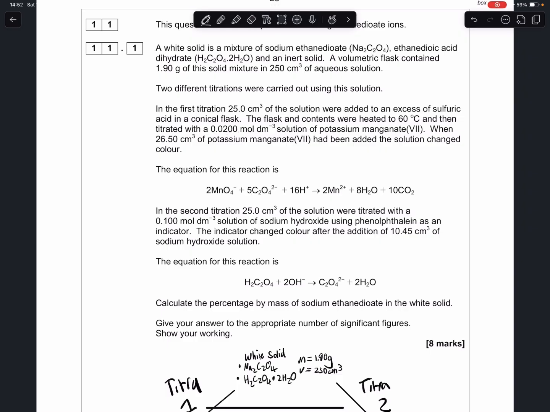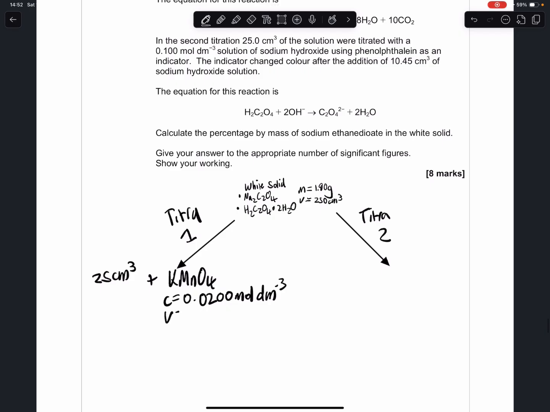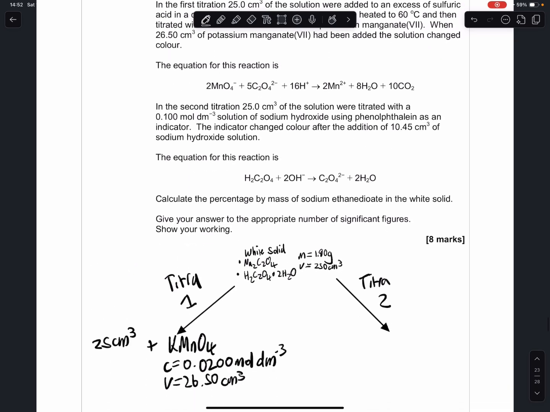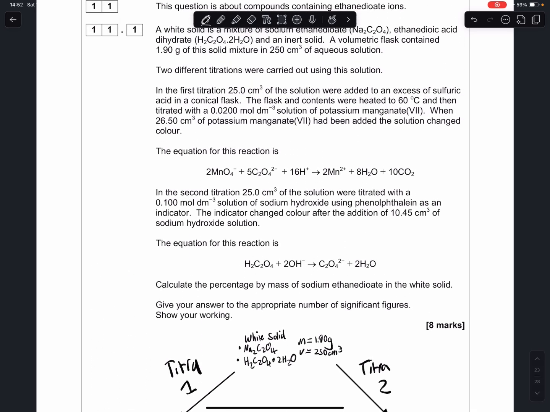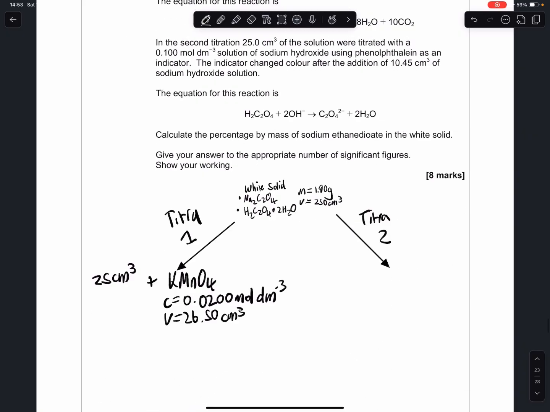So we've got our concentration, and we've also been given a volume of how much potassium manganate. So that is 26.50 centimeter cubed. So that is titration 1 done. We no longer need to look at that now. We've written down everything that we need here. We're reacting 25 centimeter cubed of this with this much KMnO4.